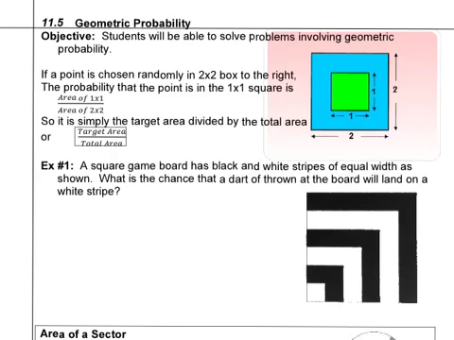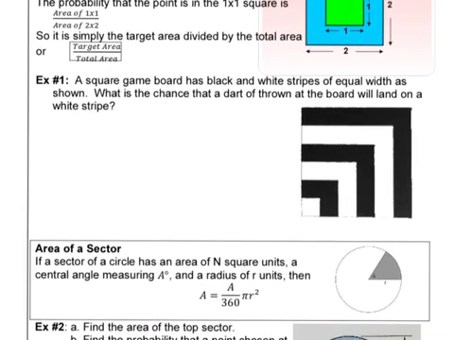Okay, so what if we get a problem like this first one? It says a square game board has black and white stripes of equal width as shown. What is the chance that a dart thrown at the board will land on a white stripe? And let's just assume that a dart thrown at the board will hit this board. Well, at first glance, this looks really kind of crazy. But here's what we can do.